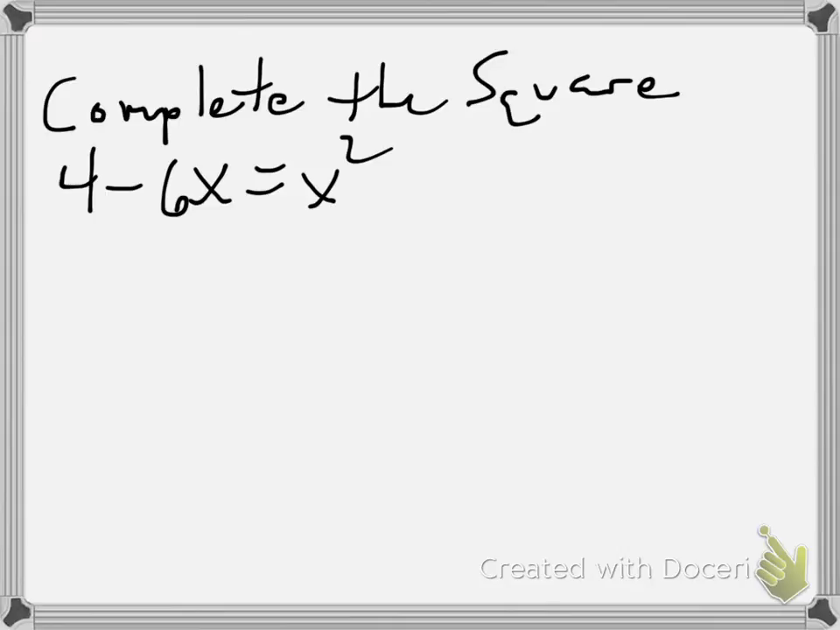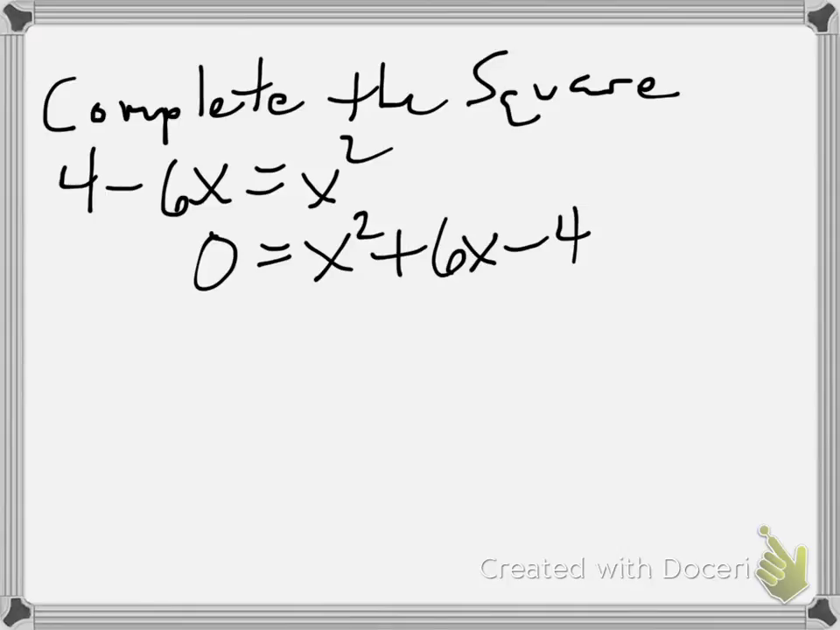Now, completing the square. The first thing we want to do in completing the square is we want to get the equation to equal 0 if it is not already. So if it already equals 0, there's no work to do. But in this case, we have work to do. So we have to move the 4 over, and we have to move the minus 6x over. So when we do that, we're going to get x squared plus 6x minus 4.